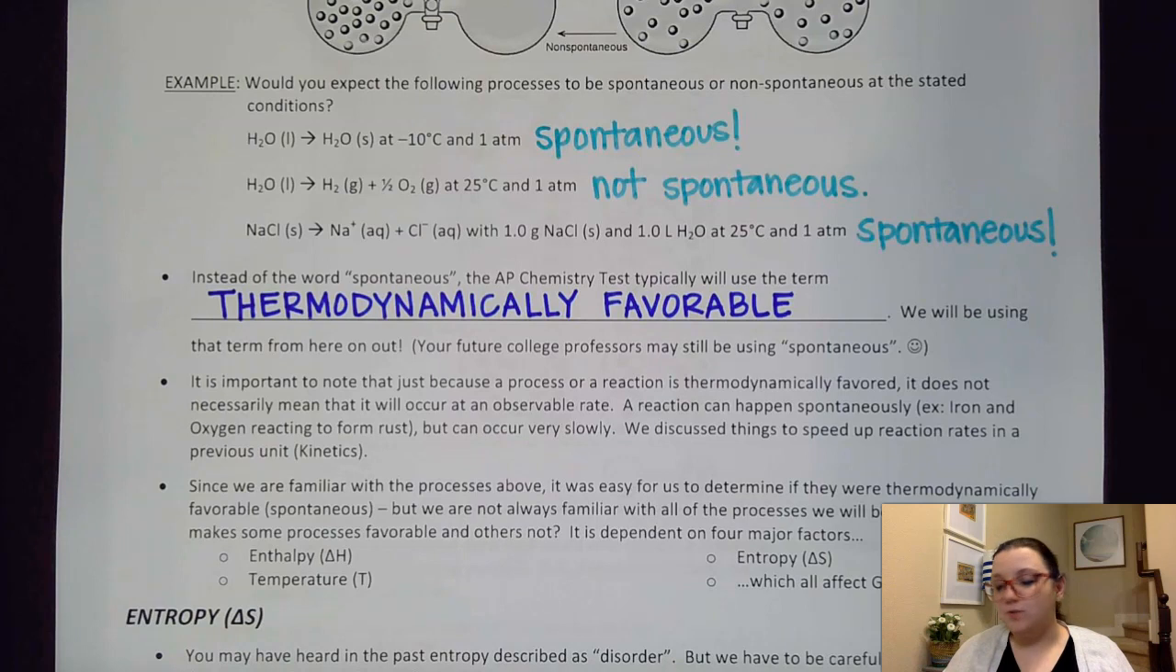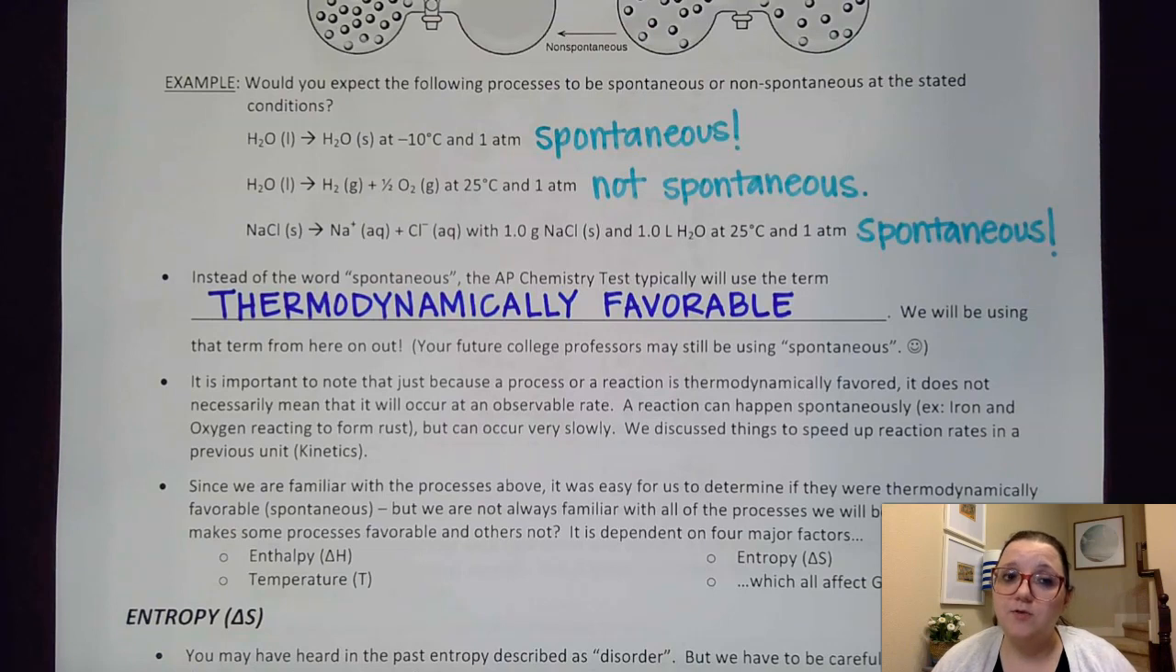So here's the issue though. All of those processes are ones that we have some familiarity with. We kind of knew for those processes whether or not those should occur. But what happens with processes that we're not familiar with? We have to be able to calculate those processes to determine whether or not they're spontaneous or non-spontaneous at a given set of conditions. And that's one of the things that we're going to be doing within this unit.